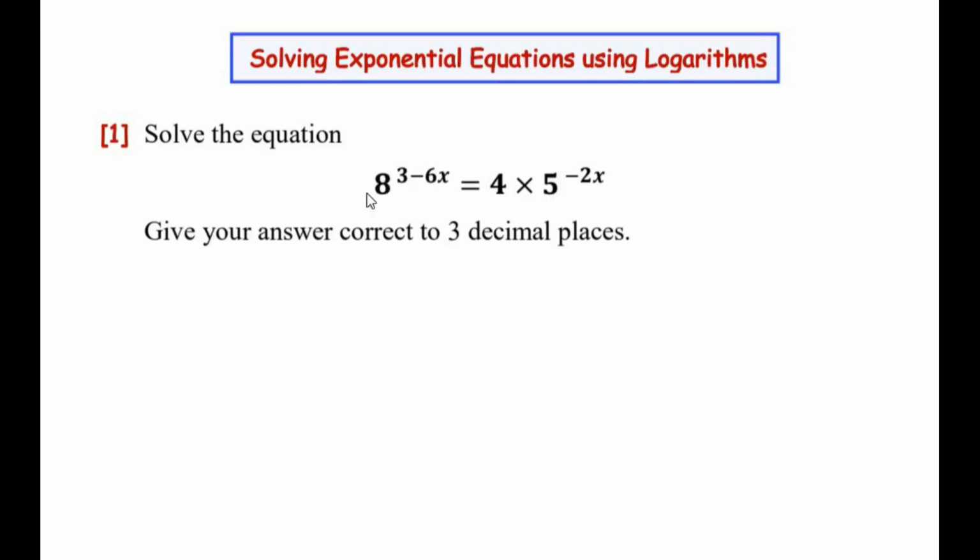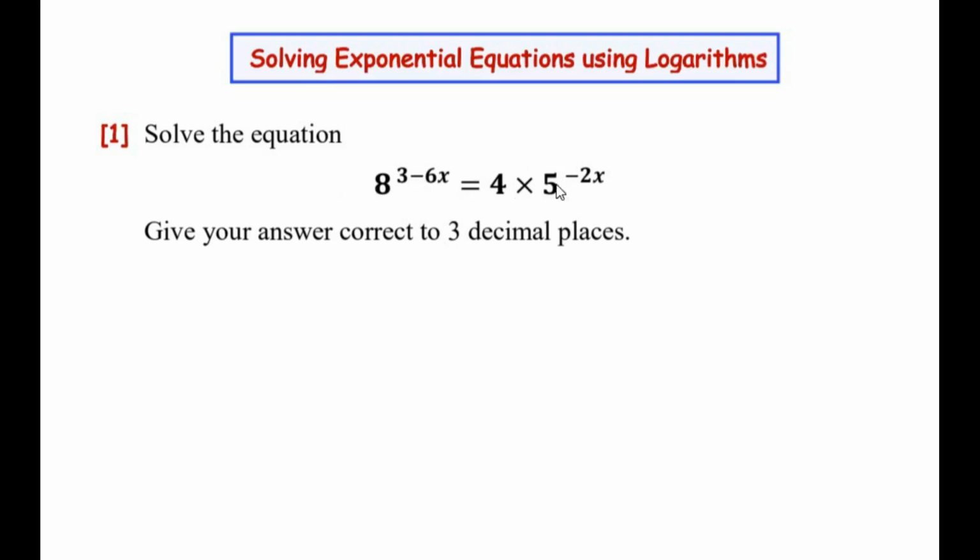Now in this question 8, 4 and 5 represent the bases of the equation and 3 minus 6x, 1 and minus 2x represent the powers or the exponents. So let us focus on the bases first. We can see that 8, 4 and 5 cannot be written as a common base. So 8 can be written as 2 to the power of 3, 4 can be written as 2 to the power of 2, but 5 cannot be written as a power of 2. So in this case we are going to make use of the logarithm to solve the equation.